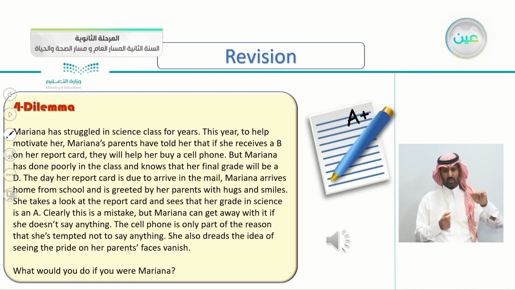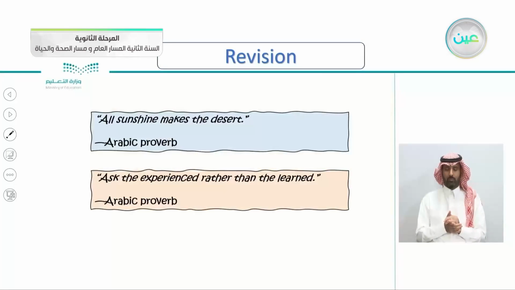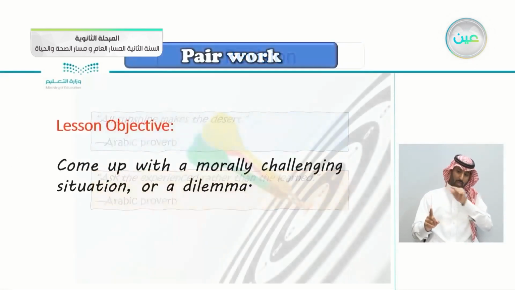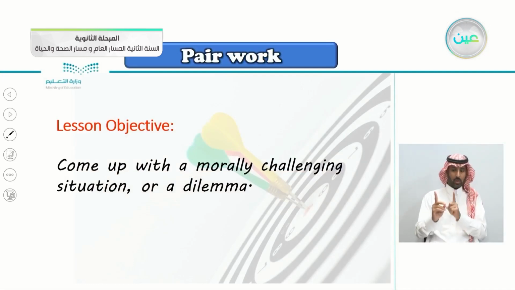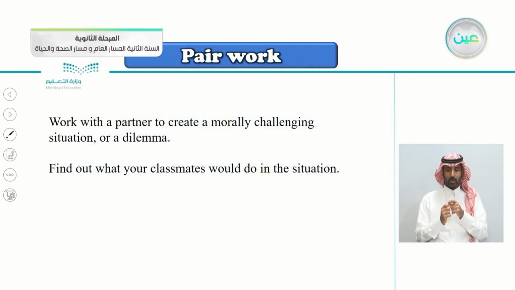So now that we've listened again to all of these dilemmas, if you remember these proverbs, all sunshine makes the desert, the Arabic proverb, and also we have another one, ask the experienced rather than the learned. And this is our lesson today, Pairwork. The objective is to come up with a morally challenging situation or a dilemma. Work with a partner to create a morally challenging situation or a dilemma. Find out what your classmates would do in the situation.